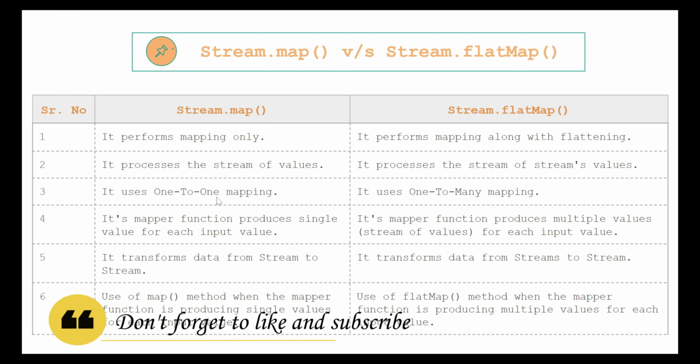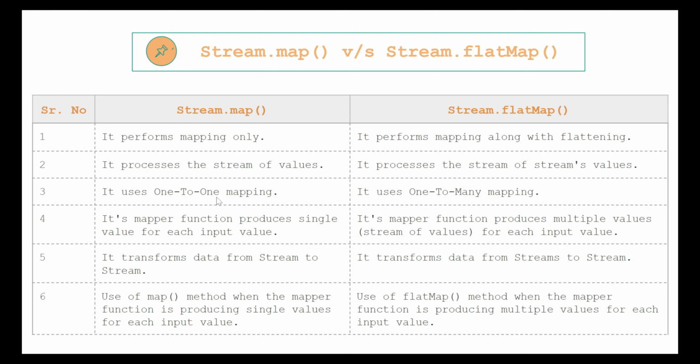Third difference we have, the map operation uses one-to-one mapping. It means it produces a single value for each input value, and the flatMap uses one-to-many mapping. It means it produces multiple values for each input value. The fourth difference is, we already discussed this, that the map function produces a single value for each input value, whereas the flatMap function produces multiple values for each input value.